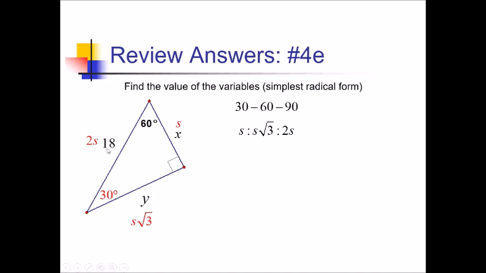Since I know that this side equals 18, and I know that that's the 2s side of this triangle, I can write 2s equals 18. Dividing by 2, I have an s value now of 9. And now that I know s, I can figure out x and y. Now x is pretty easy. That's just whatever s is. So we can say that x equals 9. Now for the y value, that's going to be equivalent to s radical 3. So that means we're going to have 9 radical 3 for the y value, and that's all I needed to find on this one.